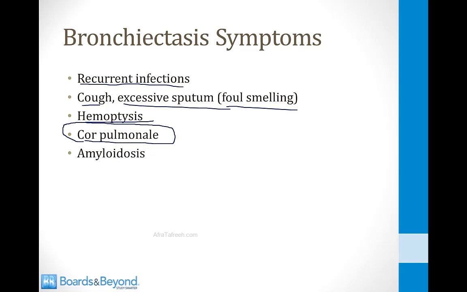And then finally, bronchiectasis is a rare cause of amyloidosis. So anything that causes chronic inflammation can lead to secondary amyloidosis. We often think of it secondary to things like rheumatoid arthritis, but bronchiectasis can also be a cause.